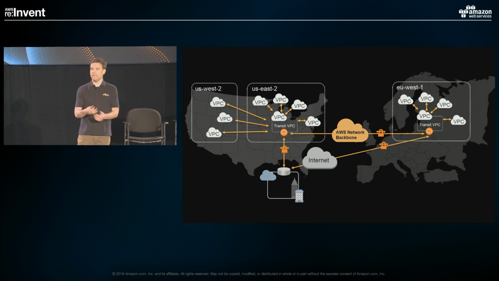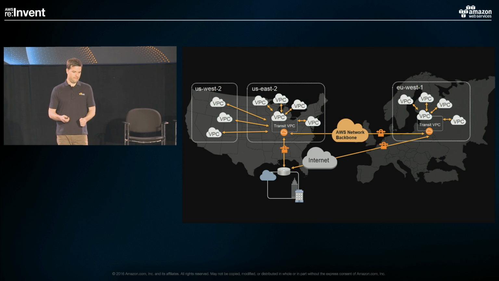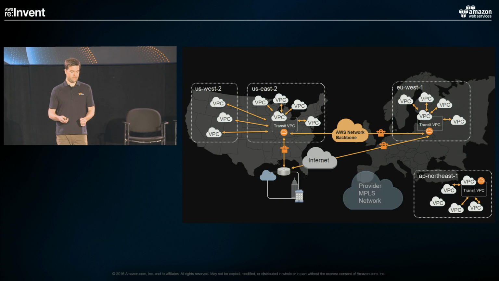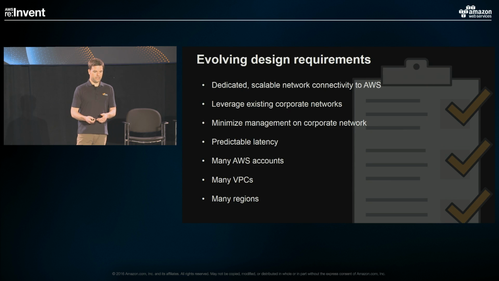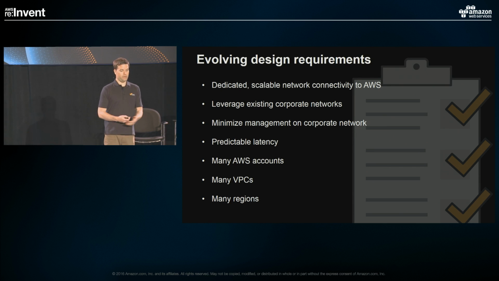So this is just bringing in Direct Connect to this picture, and more regions. So we want to use an existing private network that we have. So we have an MPLS network. We don't want to use the internet anymore to connect our regions. We want to take advantage of this pre-existing network. And we want to bring in more regions. So dedicated scalable network connectivity to AWS, leverage our existing corporate network, predictable latency, and many regions, many accounts, many VPCs.